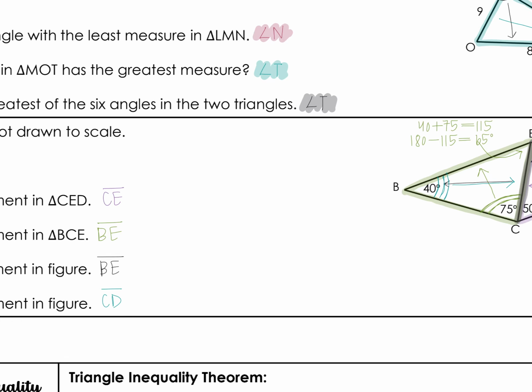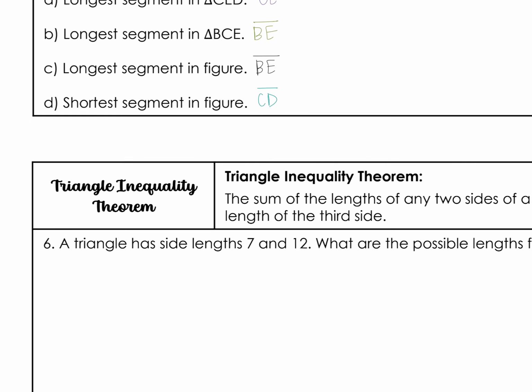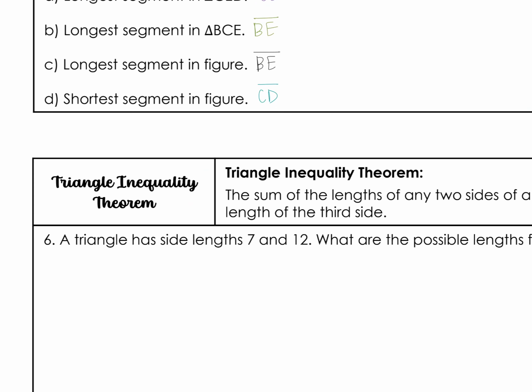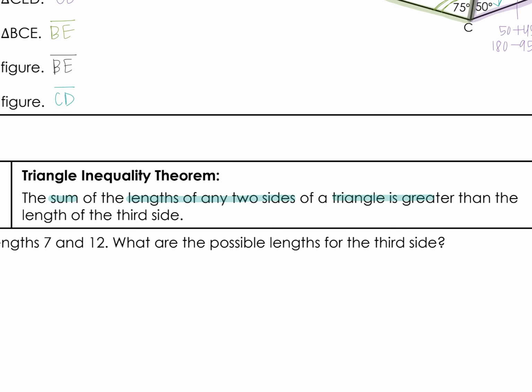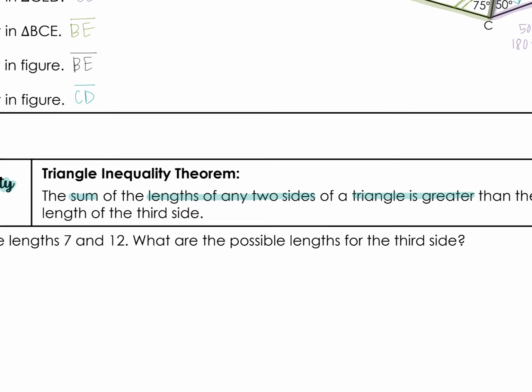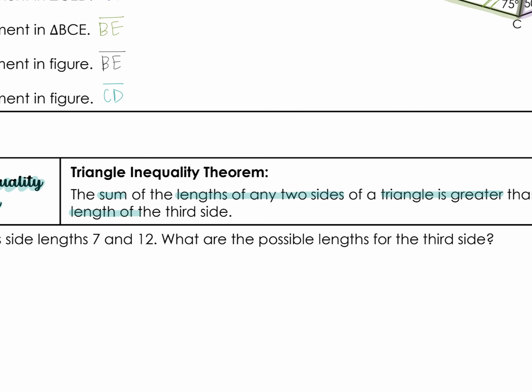All right, now let's look at the back side. So on the back side, we're going to go ahead and talk about the triangle inequality theorem. And so this theorem states that the sum of the lengths of any two sides of a triangle is going to be greater than the length of the third side.